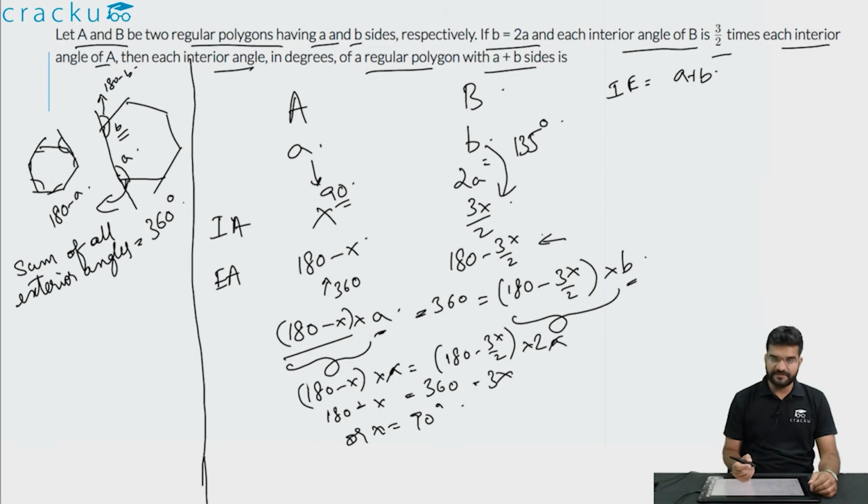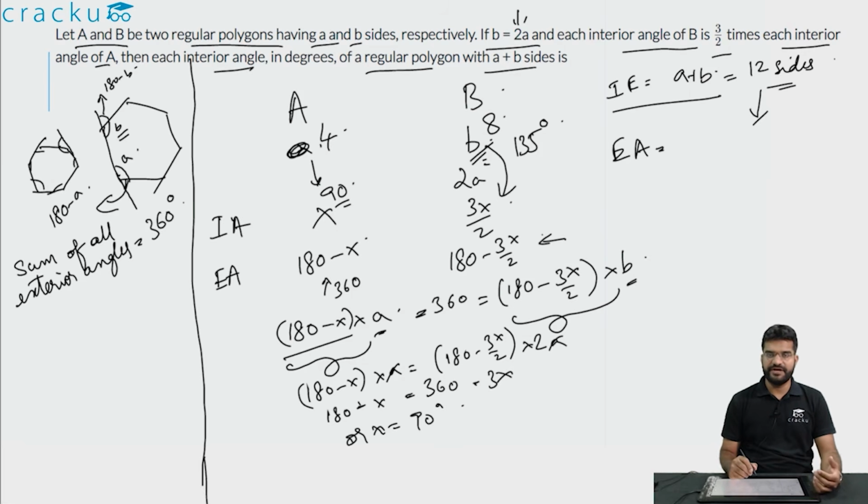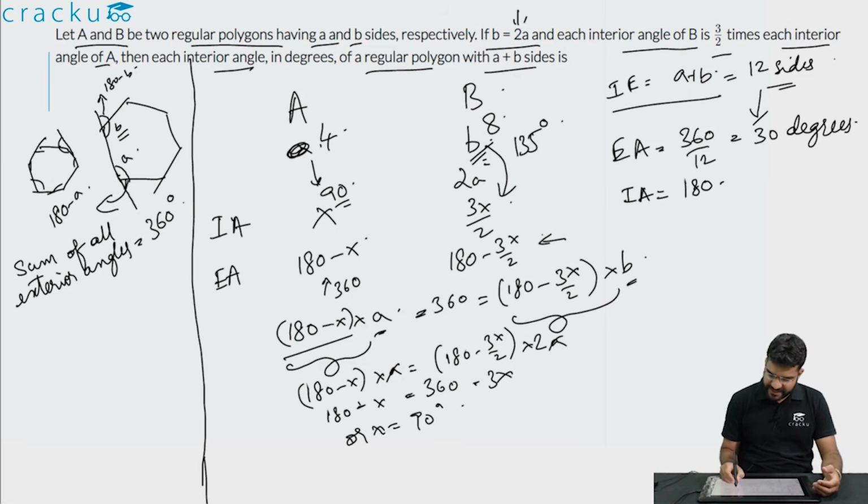As each of the interior angles of A is equal to 90 degrees, the number of sides of A is 4. It is a square. And the number of sides of B is b equal to 2a, so that is equal to 8. What we are required to find is the interior angle of a regular polygon which has a plus b, which is equal to 12 sides. Again, to do this, we will calculate the exterior angle. Each of the exterior angles of a polygon which has 12 sides will equal 360 by 12, which is equal to 30 degrees. Therefore, each of the interior angles will equal 180 minus 30, which is equal to 150 degrees.